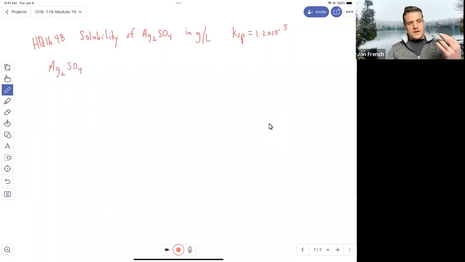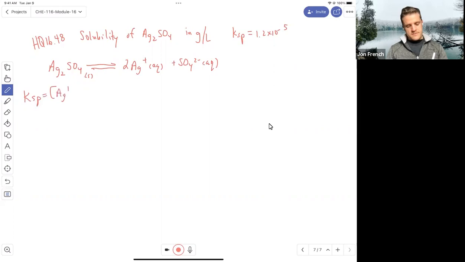So sulfate is 2 minus, silver is always +1, so I need to have 2 silvers to balance that out. So when my solid silver sulfate ionizes, I'm going to get 2 silvers at +1 each, and I'm going to get 1 sulfate, SO4 2 minus. So that would make my KSP expression the concentration of silver squared times my concentration of sulfate.